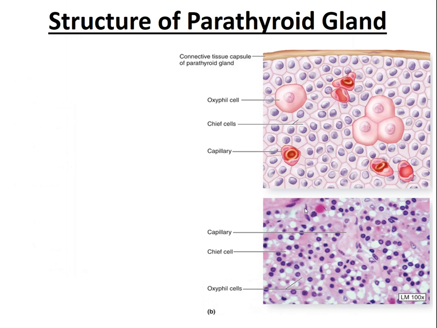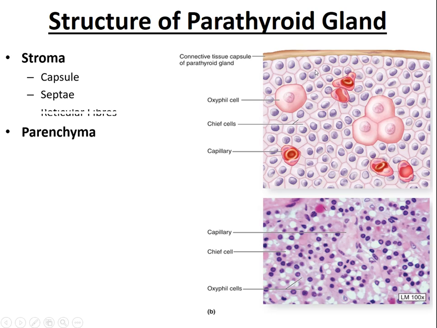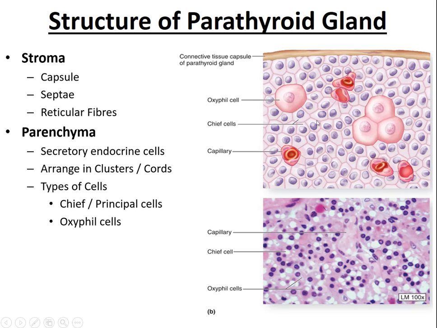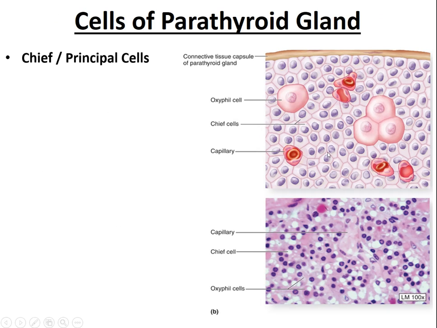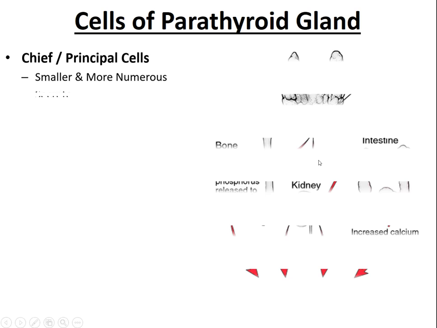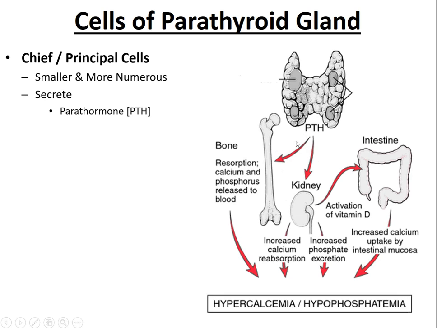If you see the structure of the parathyroid, it has a stroma and parenchyma. Stroma includes the capsule, septa and the reticular network, while parenchyma includes the main endocrine cells. There are mainly two types of cells, the chief cells or principal cells, and the pink-staining, larger cells, that is oxyphil cells. So chief cells or principal cells are smaller but more numerous, and they secrete the parathyroid hormone or parathormone.